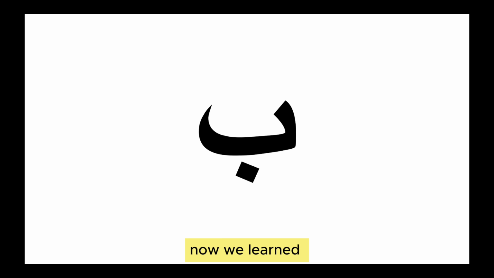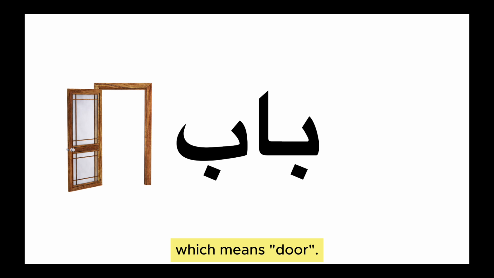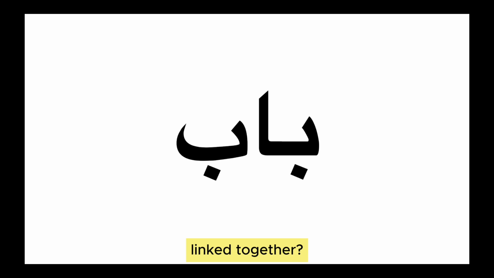So now we learn two letters, Alif and Ba. Can we form a word? Yes, we can. Bab, which means door. Notice how the letters are linked together.